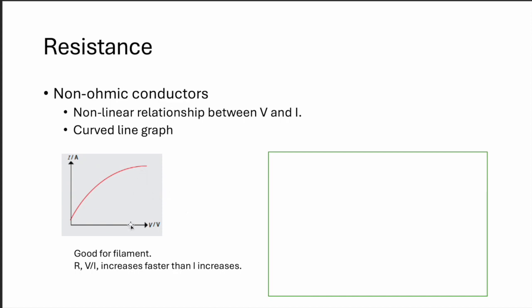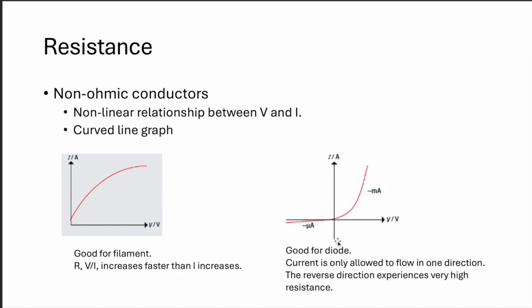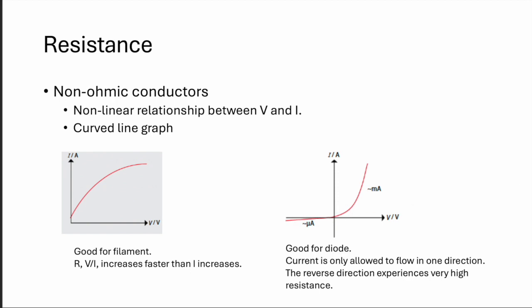As you can see, with a small increase in current, there is a large increase in voltage. This gives rise to a large resistance. Or if it bends in the other way, then it is good for being a diode. And a diode only allows current to flow in one direction. So if you connect it the other way around, it's not going to work.